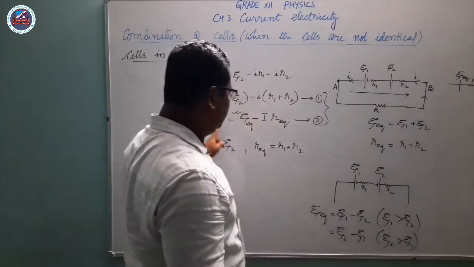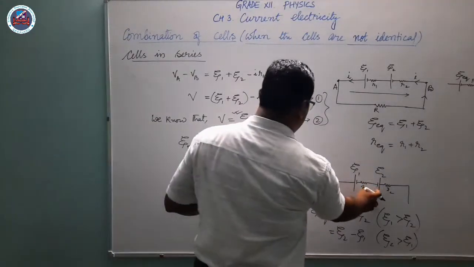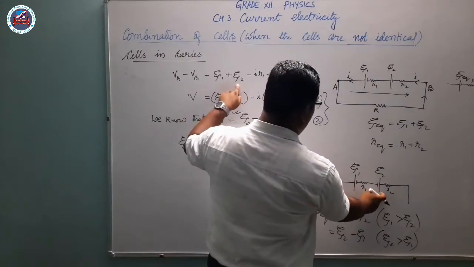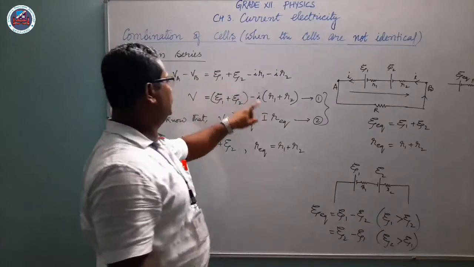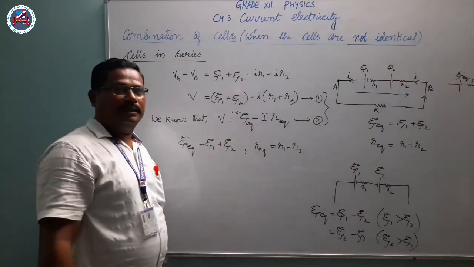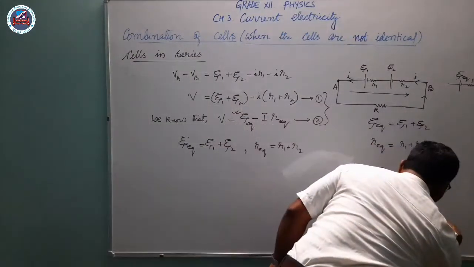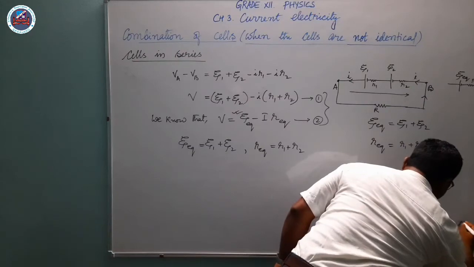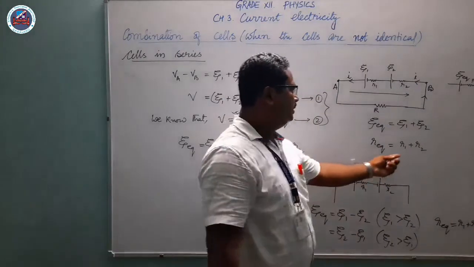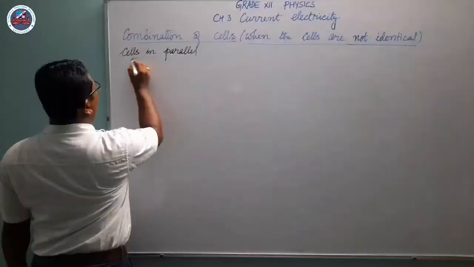If you look here carefully, you'll get the idea. If the polarity is reversed, this one if you are taking it as plus, then the next one will become minus. From there you can come to know that the equivalent EMF will be E1 minus E2. Then the equivalent internal resistance will remain the same. There will be no change. It will remain the same even if the polarity of the cells is reversed.